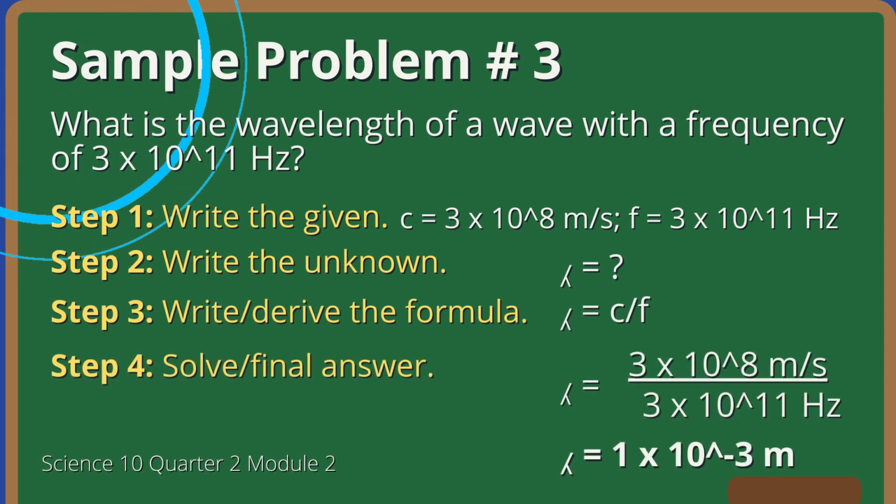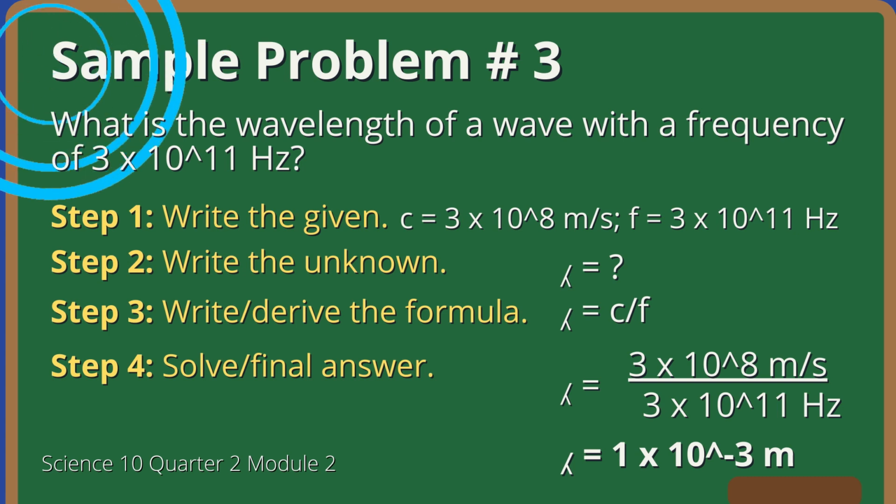Sample problem 3. What is the wavelength of a wave with a frequency of 3 times 10 to the 11 hertz? Step 1. Write the given. c is equal to 3 times 10 to the 8 meters per second and f is equal to 3 times 10 to the 11 hertz. Step 2. Write the unknown. Lambda is equal to blank.